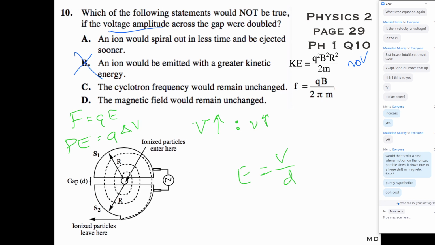And then the frequency, they gave you in the passage, the frequency equals qB over 2 pi m. Again, notice there is no V in that equation. So therefore, it's not there. And the magnetic field would remain unchanged. So actually, you know what? I need to put F and T on this one. I apologize. But for this one, no V in it, so it would be unchanged. This one, no V, so it remains unchanged. That's true. Magnetic field, changed or unchanged?